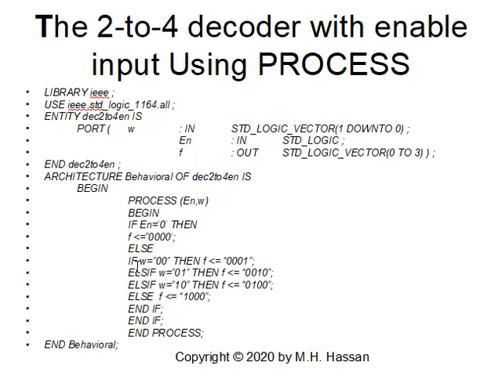Else, if W is 0, 0, it means EN is 1 now. If W is 0, 0, then I will assign 0, 0, 0, 1 to F. If W is 0, 1, I will assign 0, 0, 1, 0 to F. If W is 1, 0, then I will assign 0, 1, 0, 0 to F. Else F will be assigned 1, 0, 0, 0.